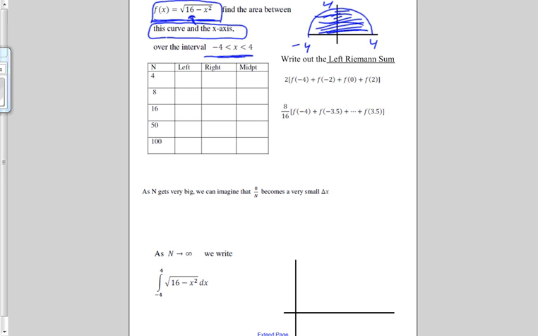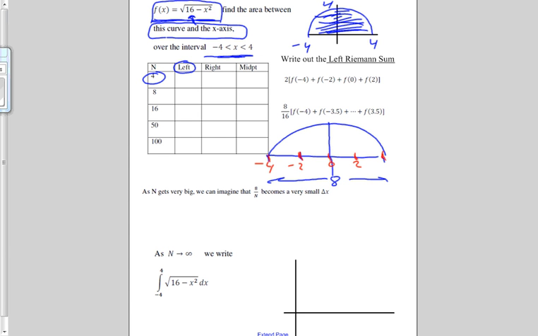Well, we learned in the last class that we could imagine breaking this curve up into rectangles. So let's say we wanted to do a left bound with n equals 4. This is a distance of 8, and we're splitting it up into 4 parts. Let's use a different color. We've got 2 parts there, 2 parts here. So this would be -4, -2, 0, 2, 4.